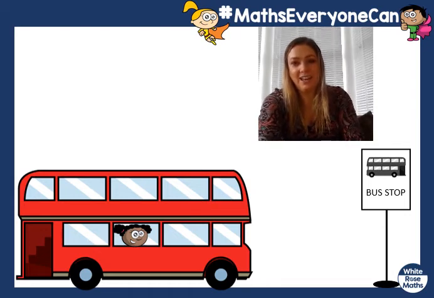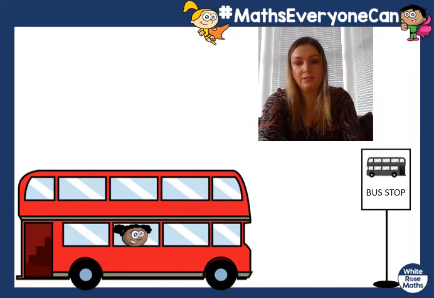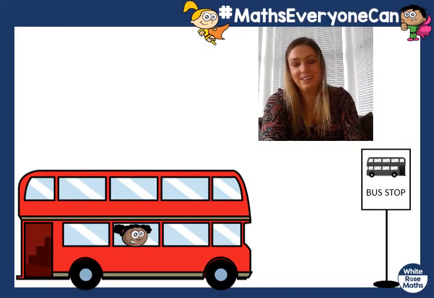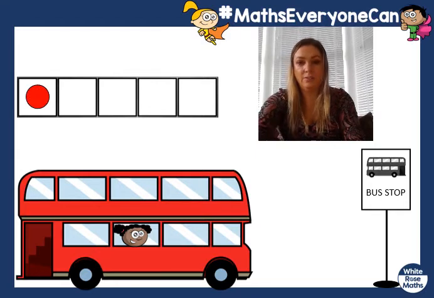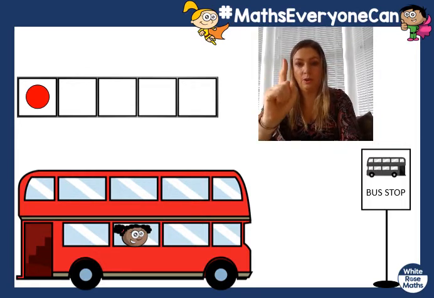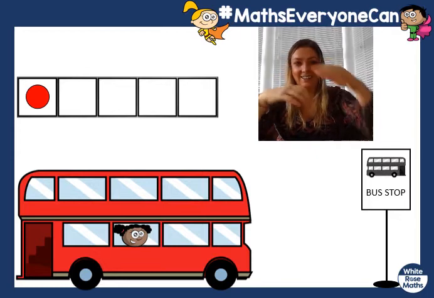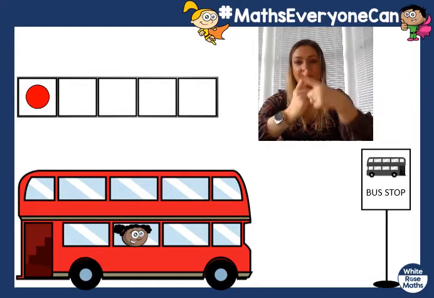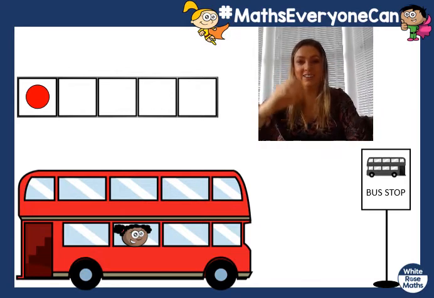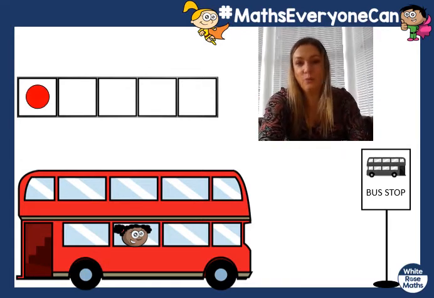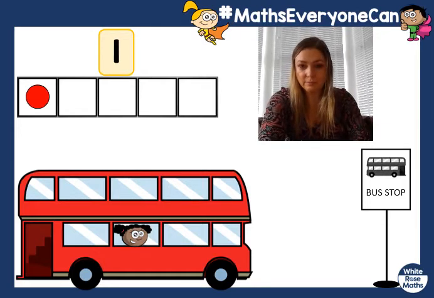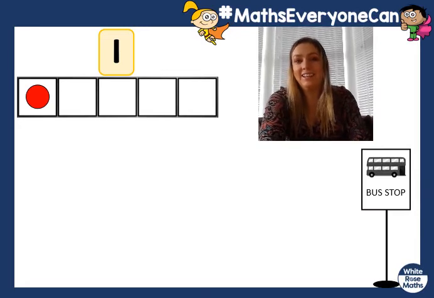How many children are on the bus this time? That's right. There is 1. And how many at the bus stop? That's right. 0. How many altogether? We have 1 red counter and 0 yellow counters. So, can you do my sentence? What's that? That's right. 1 add 0 equals 1. 1 red counter, 1. And off goes this bus.